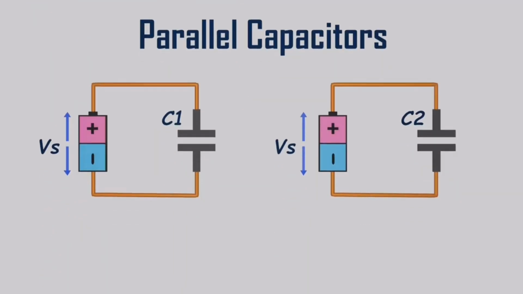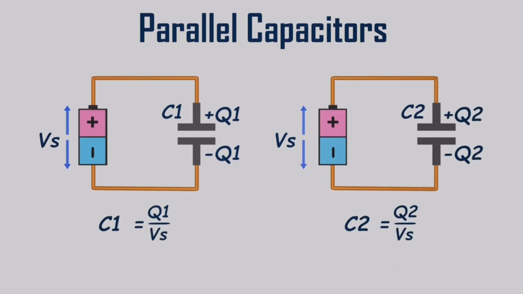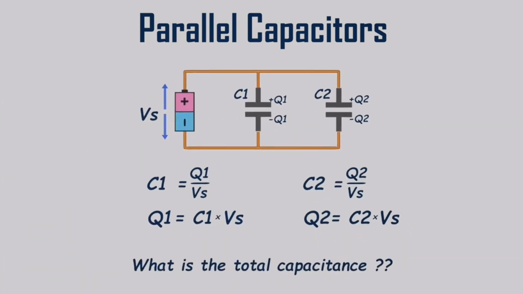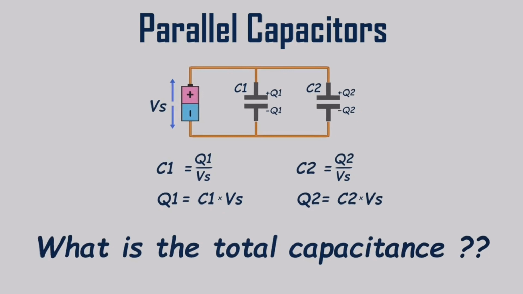Let's consider the parallel arrangement. Imagine both capacitors are connected to separate batteries like this. Suppose to increase the voltage up to the battery voltage, C1 needs Q1 amount of charge, and C2 needs Q2 amount of charge. We can express Q1 and Q2 using the voltage and capacitance of each capacitor. Let's rearrange these equations to make Q the subject. Now, instead of 2 batteries, if we connect both capacitors to 1 battery like this, C1 still needs Q1, and C2 needs Q2 to reach the supply voltage level.